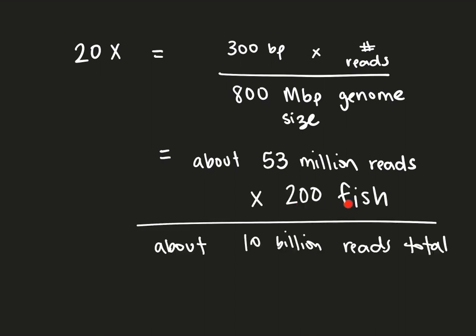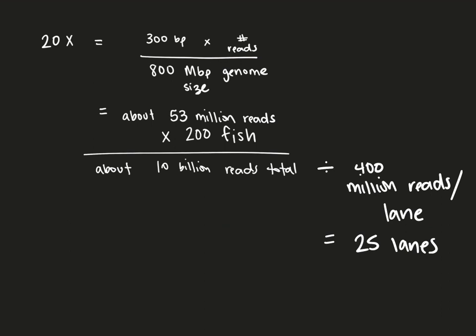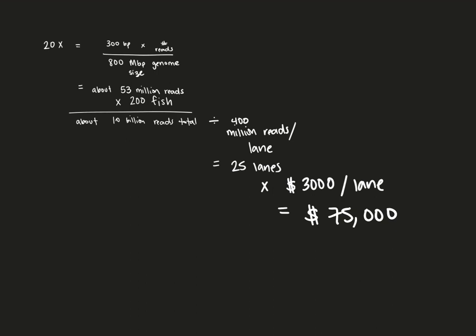And when I multiply that by the total number of fish, I see that I need about 10 billion reads total to get 20x depth of coverage for my 200 fish. And now I remember that I can get about 400 million reads per lane. So it's going to take 25 lanes worth of sequencing for me to get those 10 billion reads total. And considering that we're paying $3,000 for one lane of sequencing, if we're going to have 25 lanes of sequencing, that's going to cost us about $75,000 just in sequencing costs.